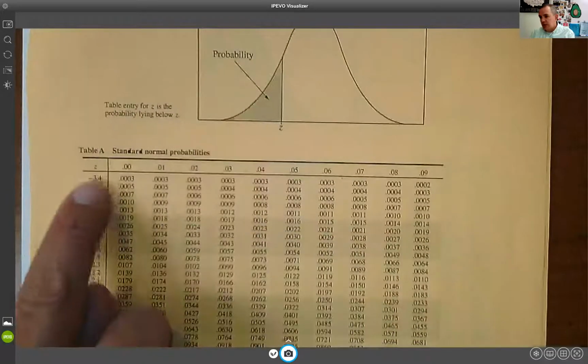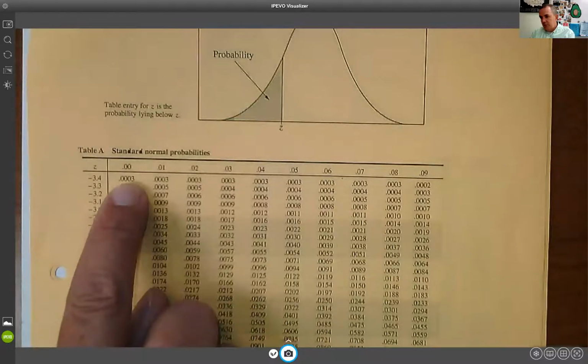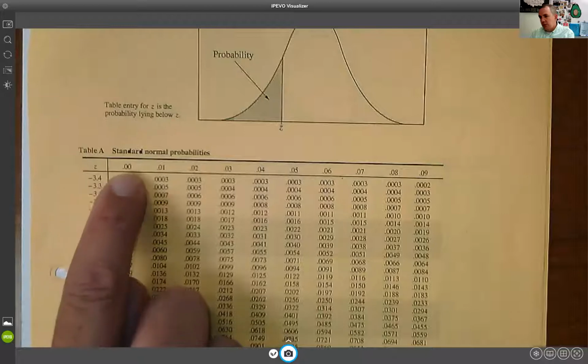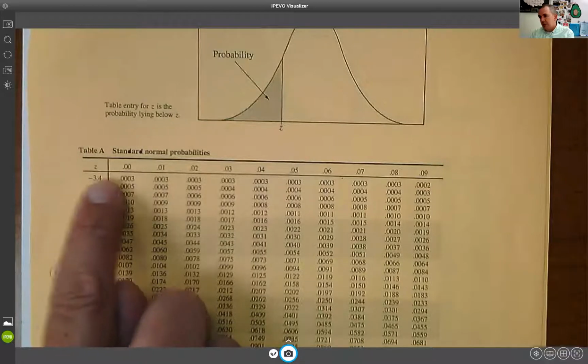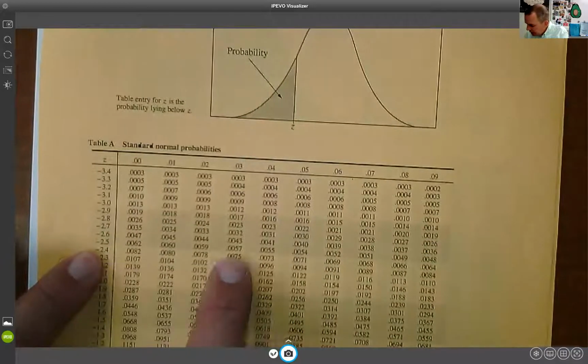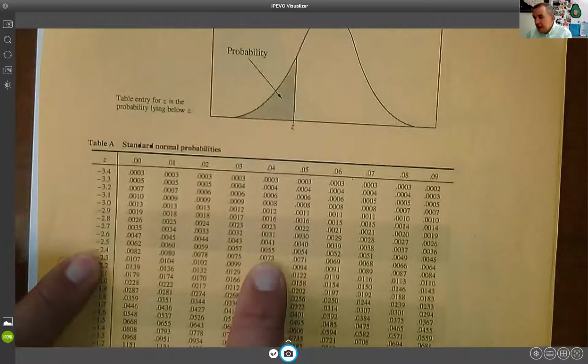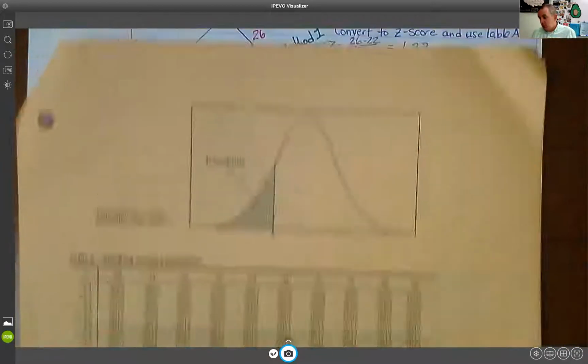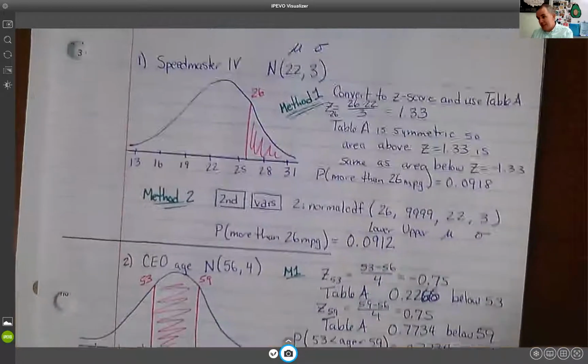All of these things over here are z-scores. So this value right here is the area under the curve when you have a z-score of negative 3.40. This is negative 3.41. If I jump down here, this is negative 2.44. So this would be a z-score of negative 2.44. Okay, so notice it's always below. This problem actually asks us above.